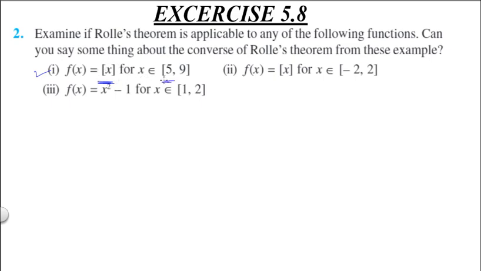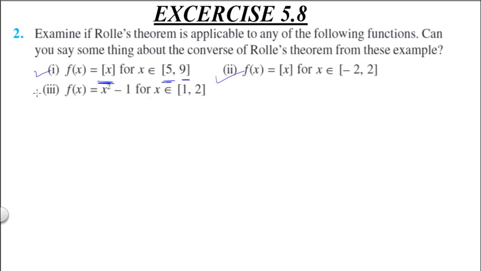Also f of 5 will give you 5, f of 9 will give you 9, so f of a and f of b are also not equal. Hence all the three conditions are violated. So Rolle's theorem is not applicable, hence the converse will not also exist. For the second part also you can say it is a greatest integer function, the same reason can be given.